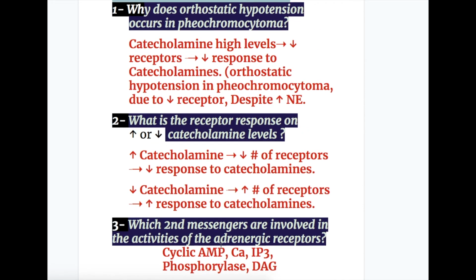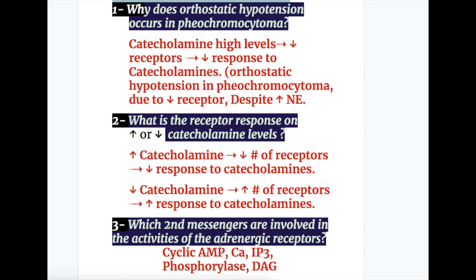Now let's answer those questions I asked you in the beginning of the video. Number 1, why does orthostatic hypotension occur in pheochromocytoma? That's because catecholamine high levels decrease receptors and the response decreases to catecholamine. That causes orthostatic hypotension in pheochromocytoma due to decreased receptor despite increased norepinephrine.